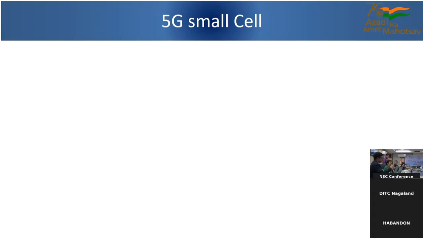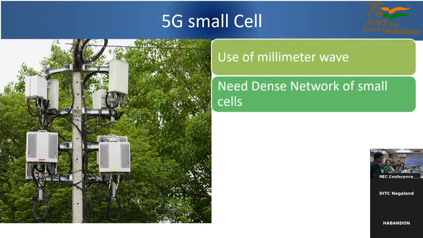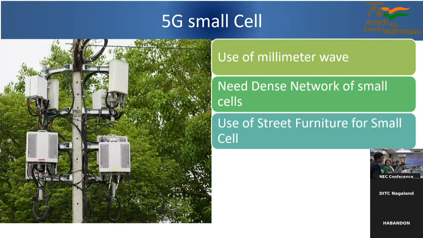Here, on an electric pole, this kind of antennas will go. Just see this. These have a massive number of antennas embedded. On electric poles, bus shelters, all public places we have to put them, even inside a house or office premises. So basically a dense network of small cells will be created, which is a challenge because you need permission from local organizations like the municipal corporation, state government, and other departments. We call it street furniture. Sir was talking about that. Every street furniture will have some kind of 5G network.